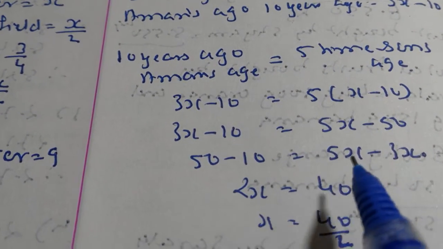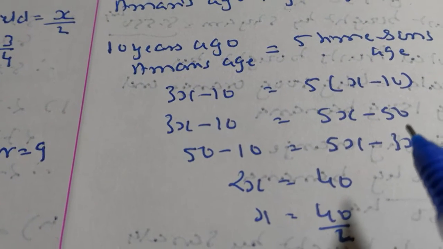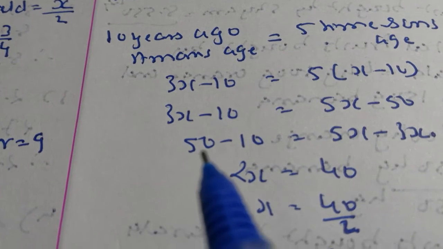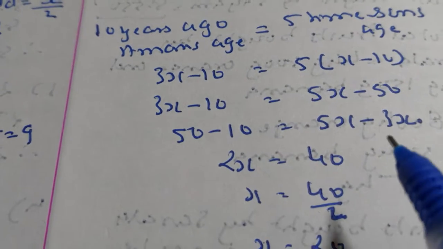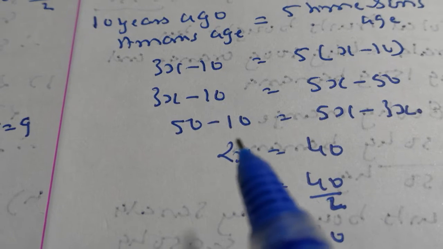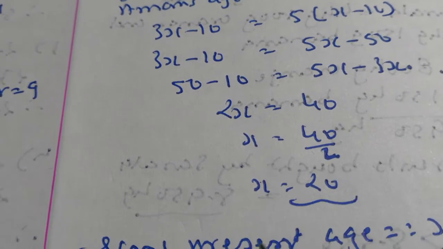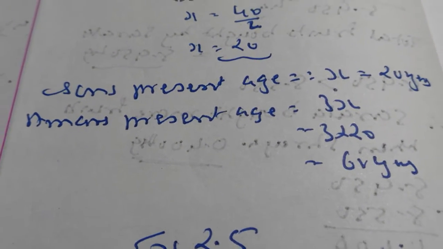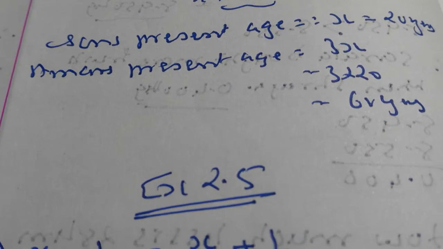So 3x minus 10 is equal to 5 multiplied by x, it is 5x. 5 into minus 10 is equal to minus 50. Shifting minus 50 to the left hand side becomes plus 50. 50 minus 10, and 3x goes to the right hand side, becomes minus 3x. So 2x is equal to 50 minus 10, that is 40. So x is equal to 40 upon 2. So x is equal to 20. So the son's present age is 20 years and Aman's present age is 3x, that is 3 into 20, that is equal to 60 years.